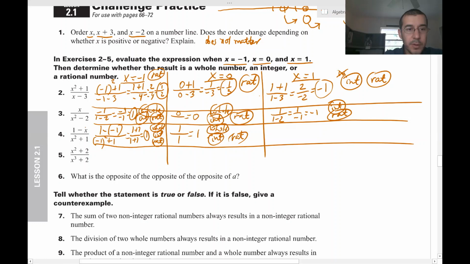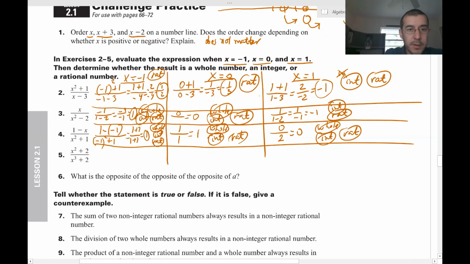When x is 1, we have 1 minus 1, which is 0, and then 1 squared is 1 plus 1 is 2, so 0 over 2, which is 0. And so that's a whole number, it's an integer, and it's a rational number.